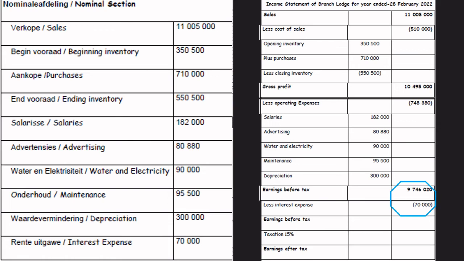Now we will be deducting our interest expense from earnings before tax. Sometimes we will also say earnings before tax and interest. This will be giving us earnings before tax only.